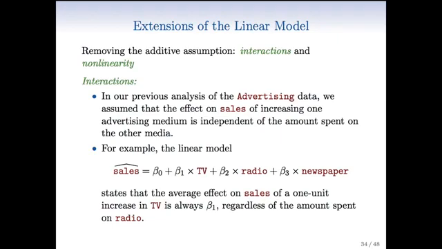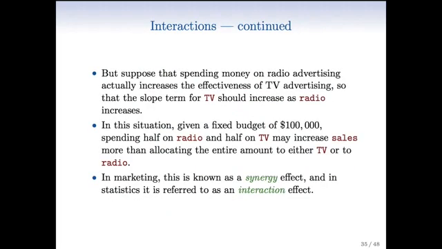So for example, in the linear model, we've got TV, radio, and newspaper. It says that the average effect on sales of a 1 unit increase in TV is always beta 1, regardless of the amount spent on radio. But suppose that spending money on radio advertising actually increases the effectiveness of TV advertising, so that the slope term for TV should increase as radio increases.